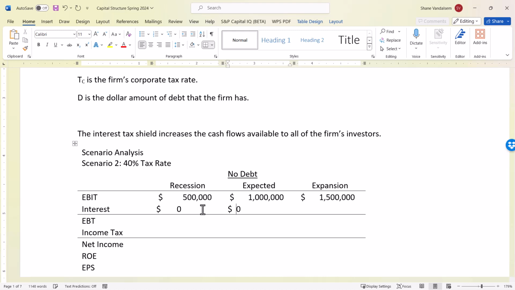So this is just 0 across the board. And then the next line is earnings before taxes. The earnings before taxes is just the EBIT minus the interest expense, so in this case it's just going to be equal to the EBIT. Now the income tax is going to be 40% of their earnings before taxes for the firm.